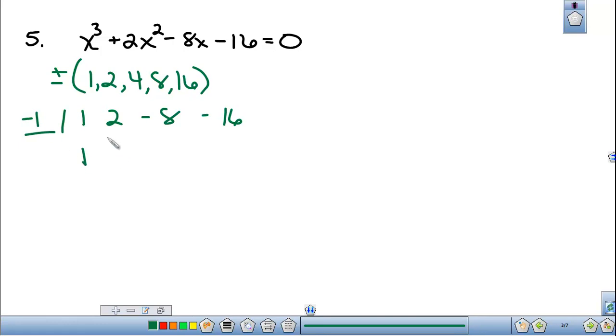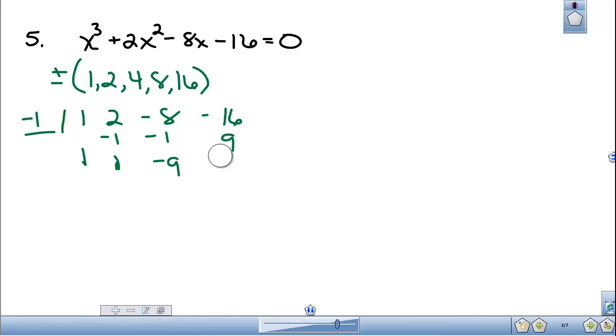1 times negative 1 is negative 1. Add those together, we get 1. Negative 1 times 1 is, again, negative 1. Add those together, we get negative 9. Multiply those together, we get a positive 9. We know that's not going to equal 0, so there's no need to go any further. And let's try a negative 2.